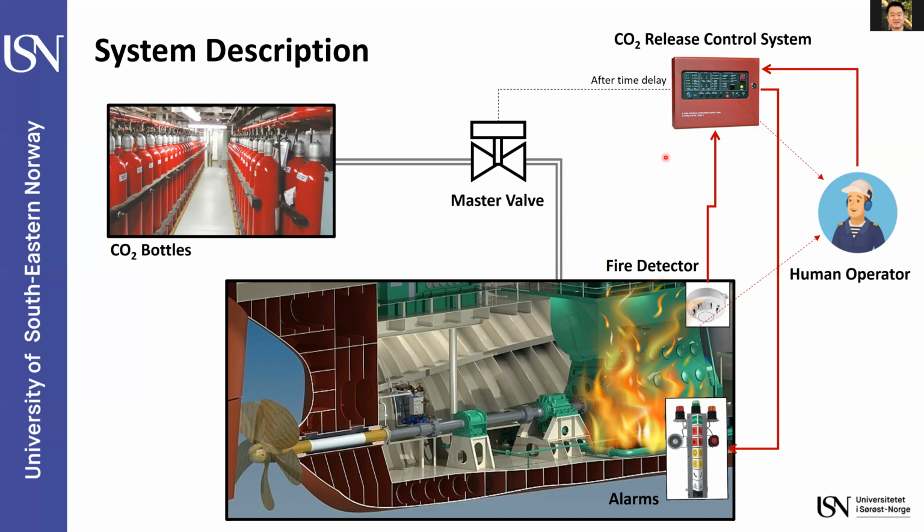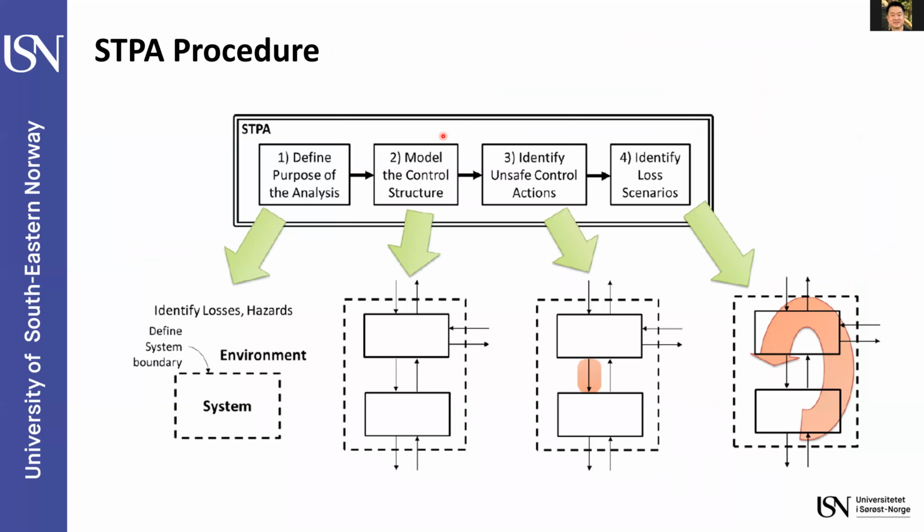And after a certain amount of time delay, the CO2 control system opens the master valve. Then the CO2 flows from the CO2 bottle through the master valve to the engine room. Then we can finally extinguish the fire in the engine room. So we will use this system as our study case, and let's conduct STPA together.